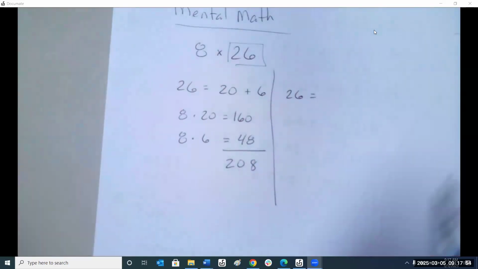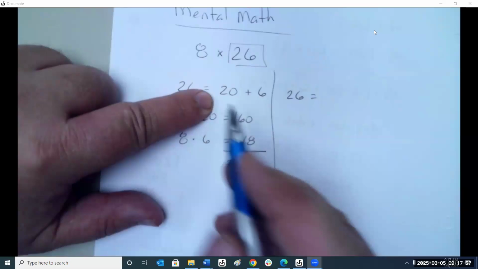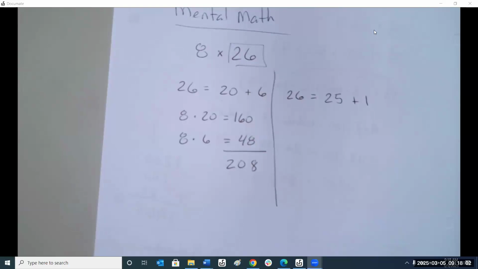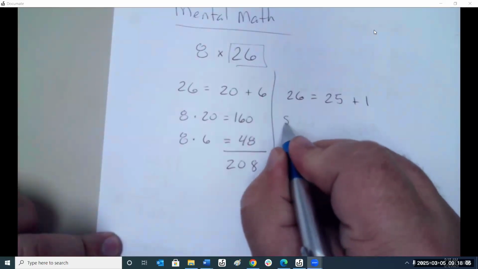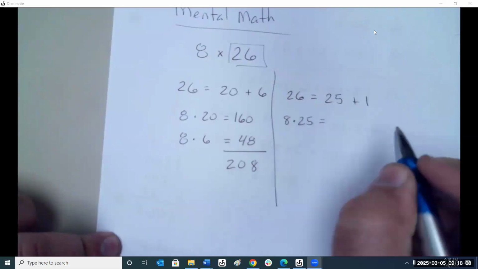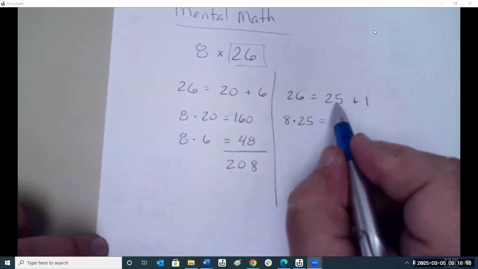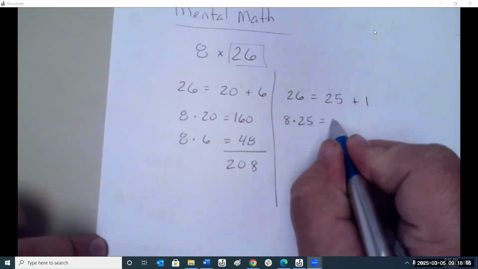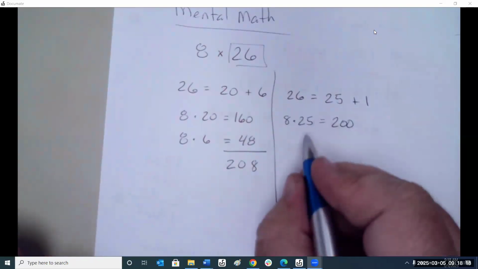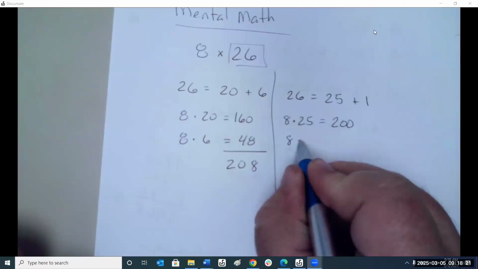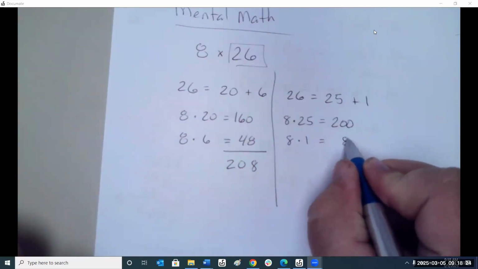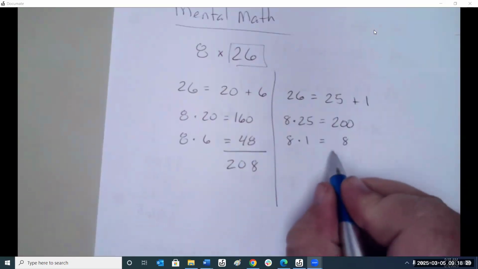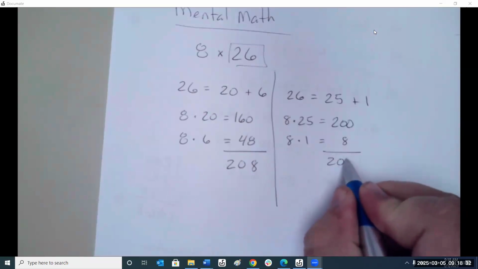Again, now what's 26? Let's break it down to easier numbers. 20 is easiest, but can we do 25 plus 1? So 8 times 25 is, because 4 times 25 is 100. So 8 times 25 would be 200, then 8 times 1 is 8. Add those, you get 208.